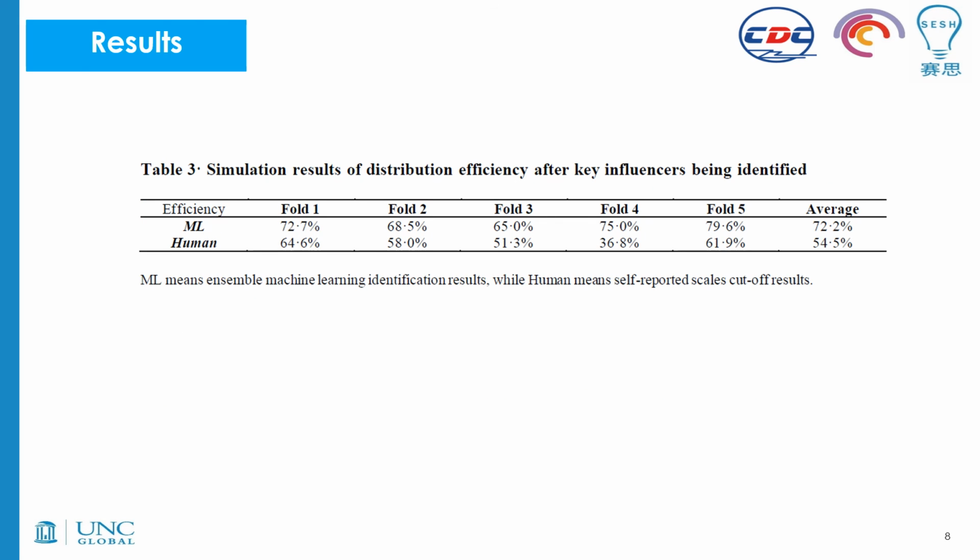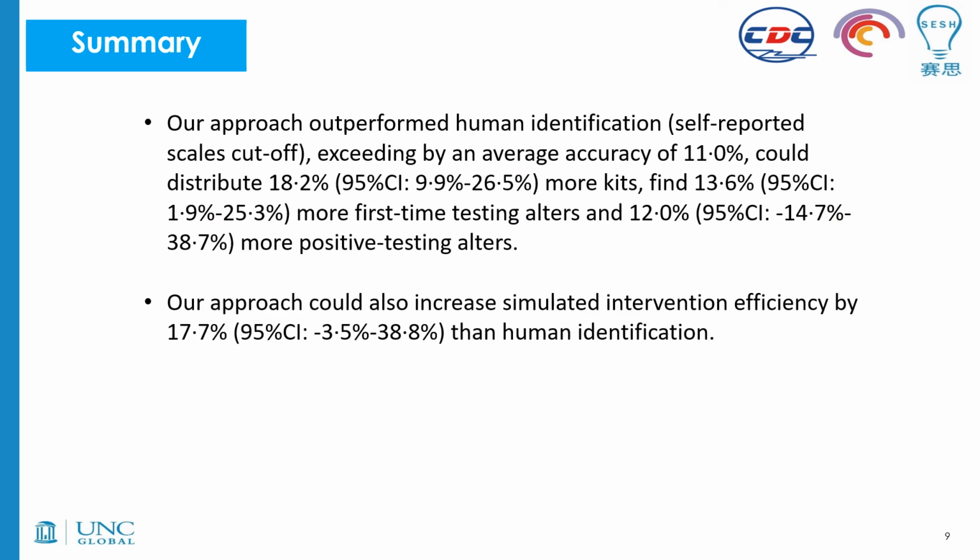We also ran a simulation experiment. The simulation is just to simulate the quasi-experiment, but based on some assumptions, we can use computer programming to simulate, and the simulation results also demonstrate that the intervention efficiency is improved by our machine learning approach. So, in summary, our approach outperformed human identification in average accuracy, in finding more kits distributed, and in finding more newly tested or positive tested alters. That's all. Thank you.